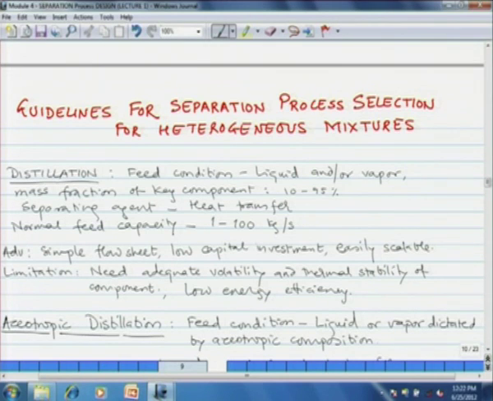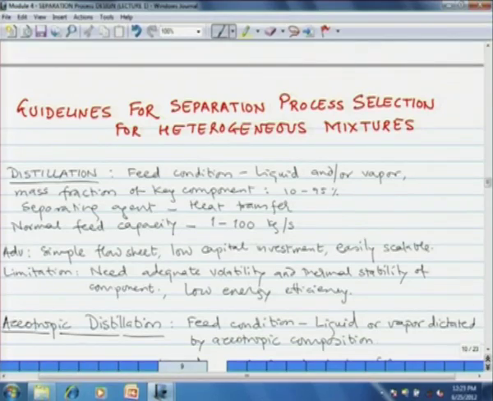Then the mass fraction of the key components has to be between 10 to 95%. It cannot be too dilute, below 10%, because you have to handle a very large amount of liquid. As I mentioned at the beginning of the lecture, distillation is an energy intensive operation because you have to boil a large amount of liquid.